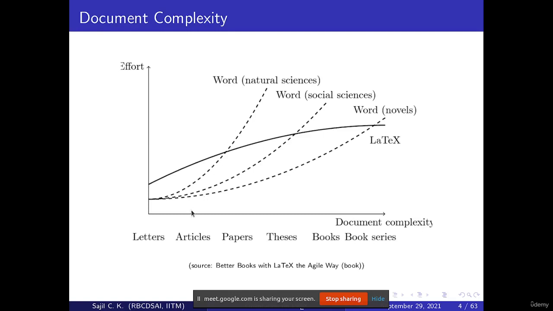This graph shows the effort required to create a document for different types of document complexity. As you can see here, in the case of other software like Word or anything like that, the effort grows exponentially. As it goes into a complex document, like a paper, thesis or book, the effort also goes up. But when it comes to LaTeX, the effort kind of saturates, so you don't feel much difficulty even if it is a book or book series or thesis.